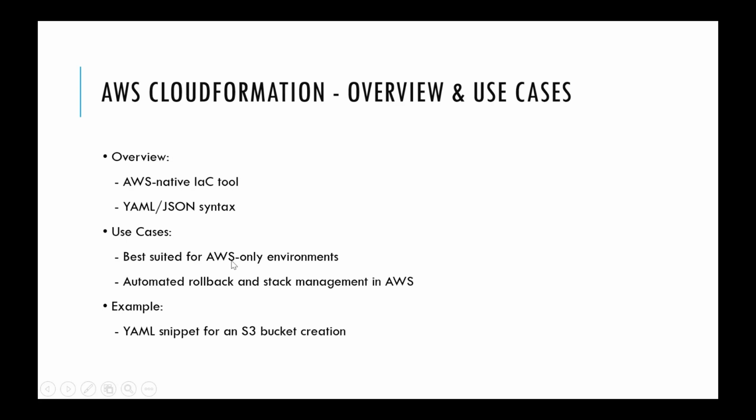Use cases: best suited for AWS environments. AWS-only environments, like I already said, if your requirement is to use only the AWS cloud, you can always go for CloudFormation. Automated rollback and stack management in AWS. CloudFormation supports automated rollback and stack management. So these two are the advantages we get when using CloudFormation. But just remember, this is just for the AWS cloud only. You cannot make any changes or do any coding if you have something to do in Azure or GCP. Okay, this is an example YAML snippet for an S3 bucket creation.